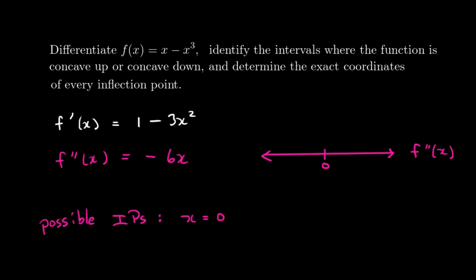So if we look to the left of 0 and we plug in something to the left of 0 into our second derivative, like negative 1, we'll recognize that's going to be negative 6 times negative 1, or a positive number. So our second derivative is positive to the left of 0. And similarly, if we look to the right of 0, plug in 1, it does the trick. We'll get negative 6 times 1, so our second derivative is negative to the right of 0. So that means our tangent slopes are increasing to the left of 0, and then they are decreasing to the right of 0.